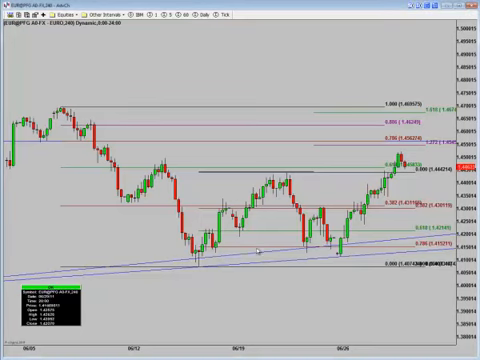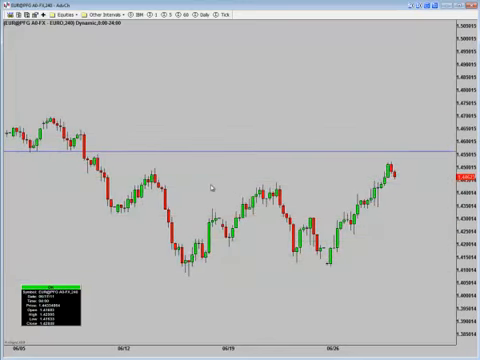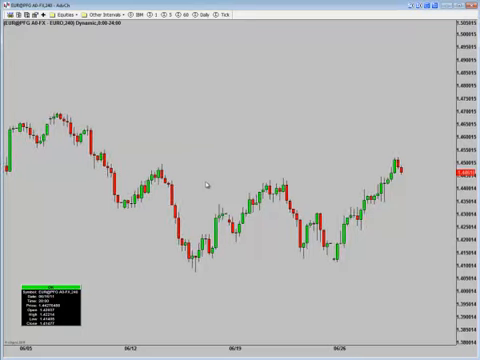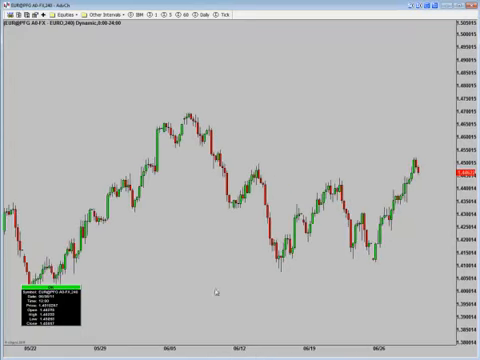I want to give you guys a couple of different ways to play this Euro trade. I'm going to show you some advanced pattern stuff that you may or may not be familiar with, and let you take a look at it.